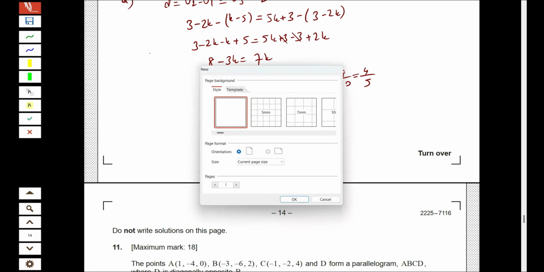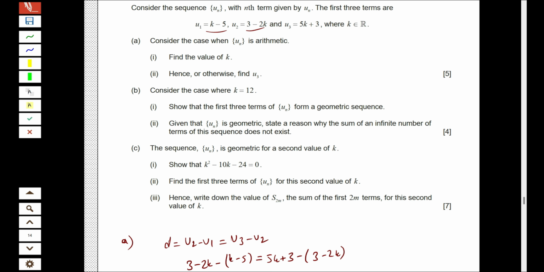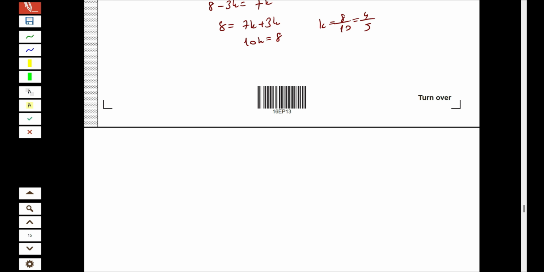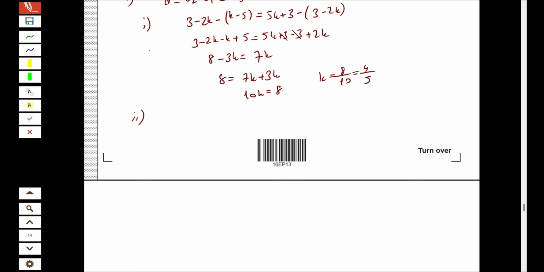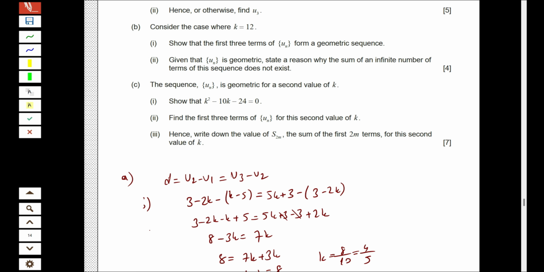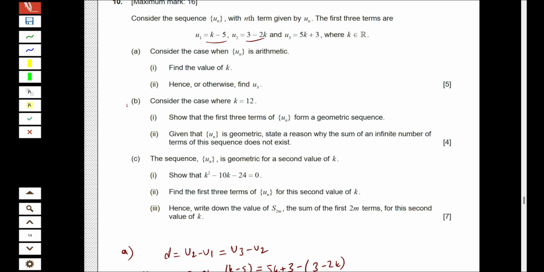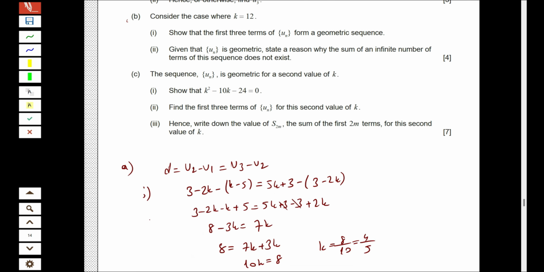The second question: hence or otherwise find u3. We found k. To find u3, we substitute 4 over 5 into u3, which is 5k plus 3. 5 times 4 over 5 plus 3. The 5s cancel. u3 equals 7. Question B: consider the case where k equals 12. Show that the first three terms of u_n form a geometric sequence.